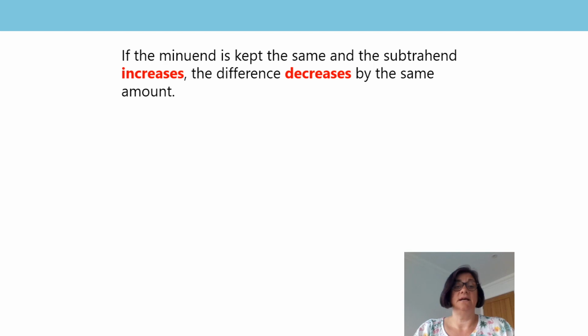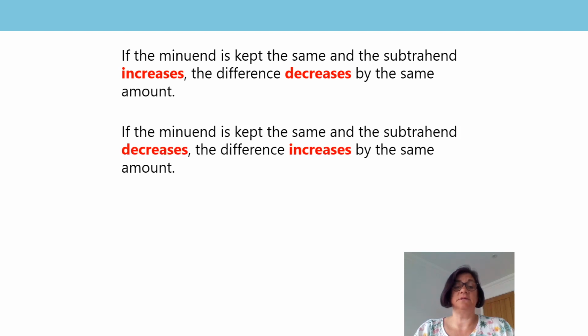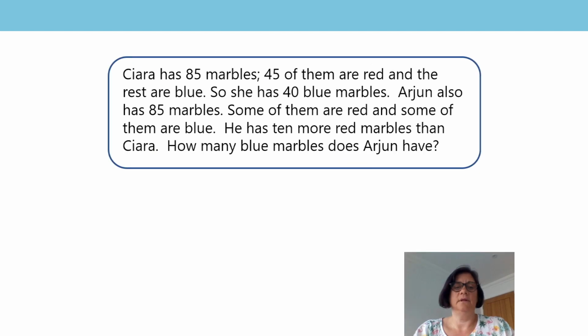So here are the two generalisations from our last lessons. If the minuend is kept the same and the subtrahend increases, the difference decreases by the same amount. And if the minuend is kept the same and the subtrahend decreases, the difference increases by the same amount. We're going to carry on using them in our lesson today. Let's have a look at this problem together.